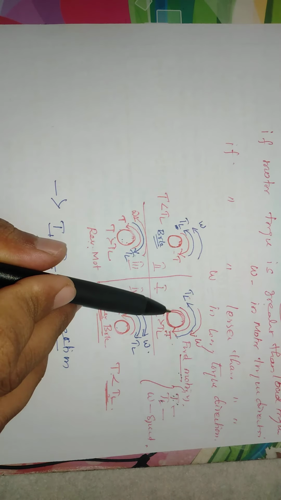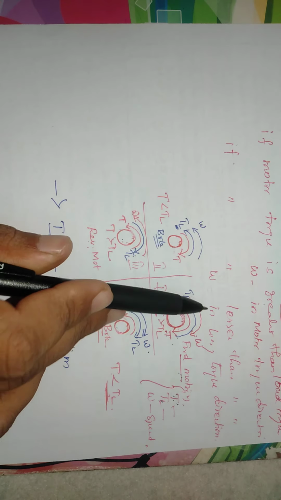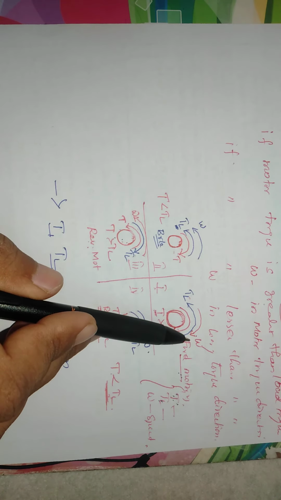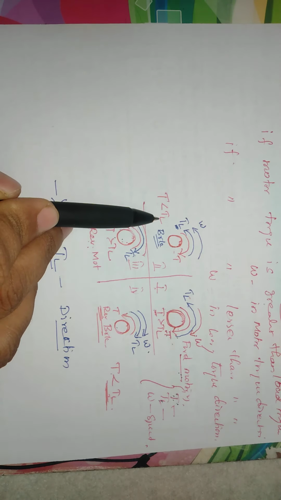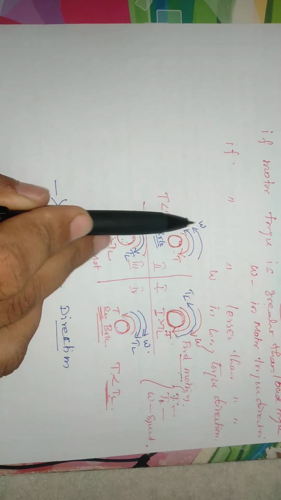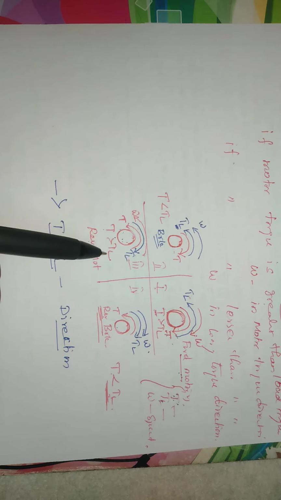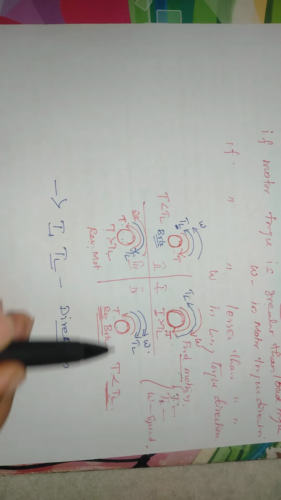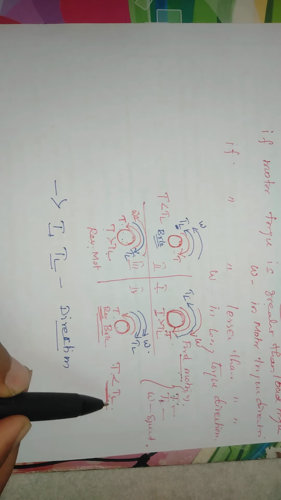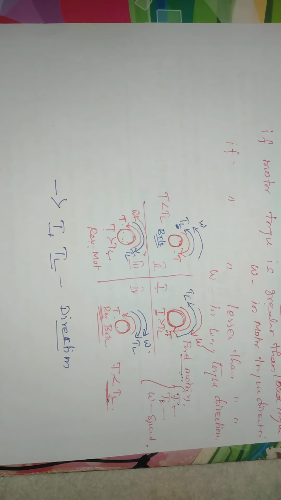And for motoring, T is higher, so in whichever direction T is, we can draw the speed. Here T is less than TL, so TL is higher, so speed follows the TL direction. Here T is greater than TL, so speed follows the T direction. And last one, T is less than TL, so speed follows the TL direction. These are the four different quadrants of operation.